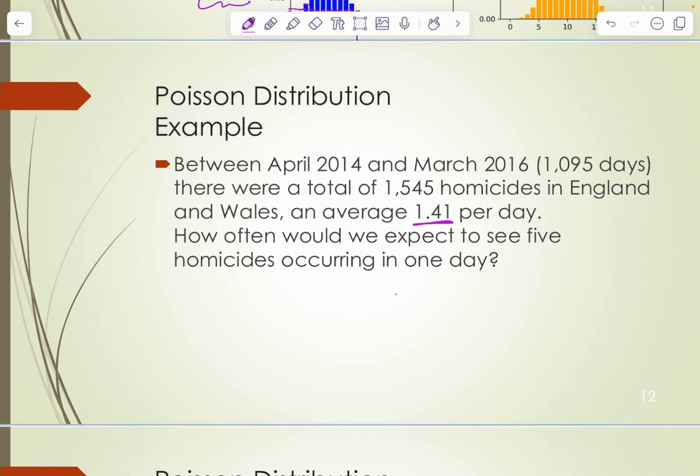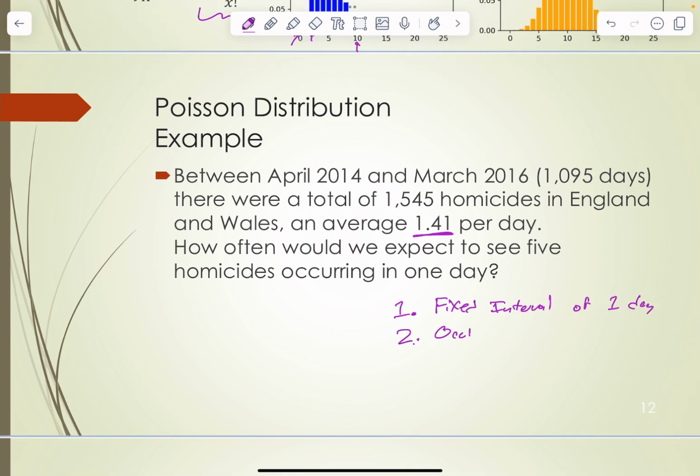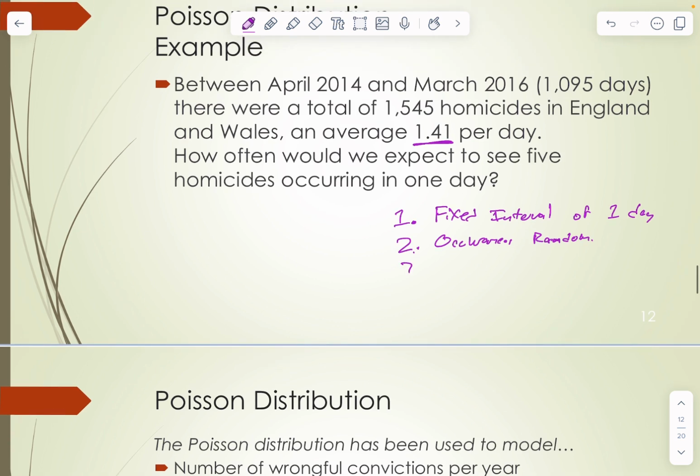This fits the Poisson distribution because there's a fixed interval of one day. Occurrences are random. And third, it's not unreasonable to consider these to be unrelated, right? One crazy usually just works alone. And those are fairly unrelated, so that meets the independence requirement.